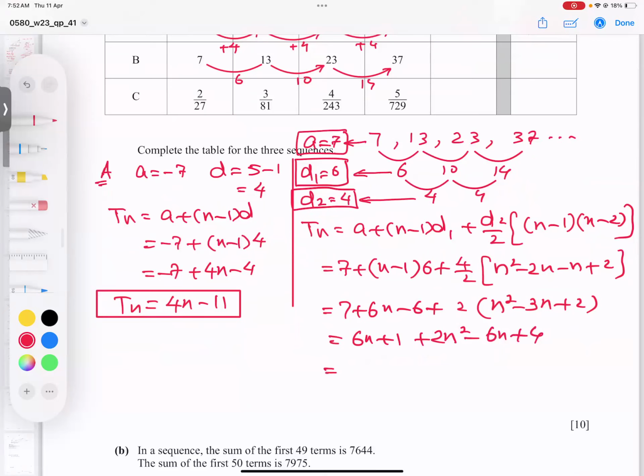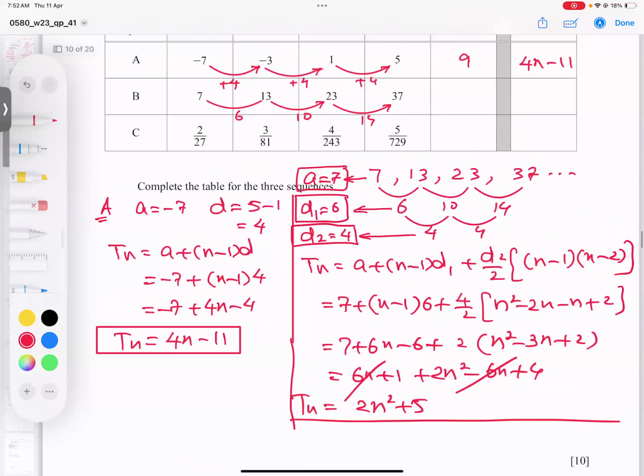So I got 6n, 6n cancel out, 2n squared, and 4 plus 1 gives you 5. So alhamdulillah, rabbil alameen, I hope so. The point is very clear. There's a lengthy working, but it is confirmed, no chance of mistake. No chance of error in this condition. So I'm writing here 2n squared plus 5.